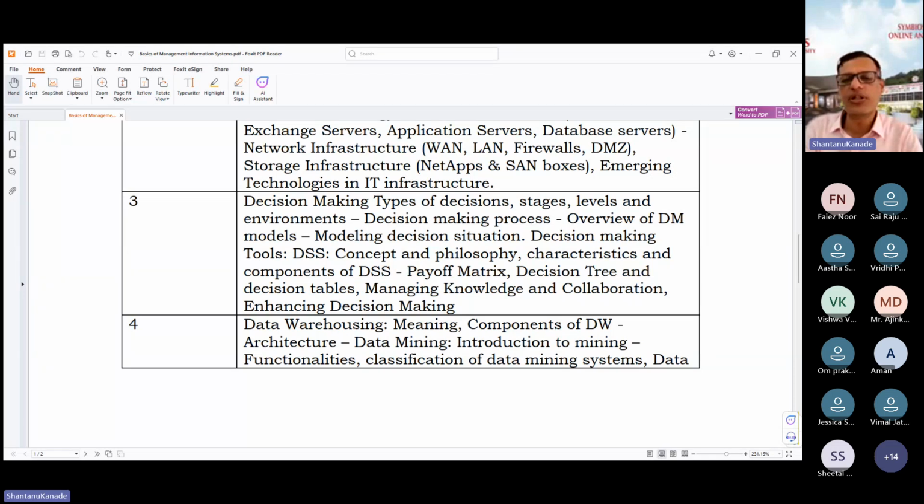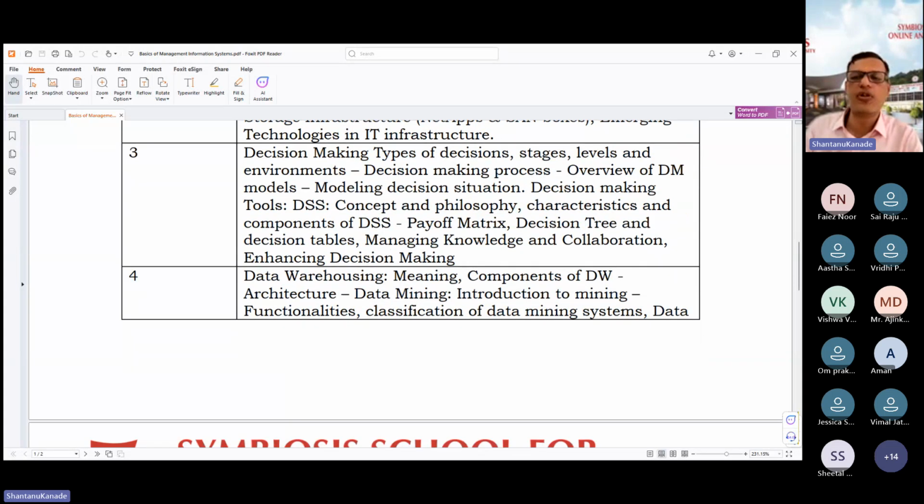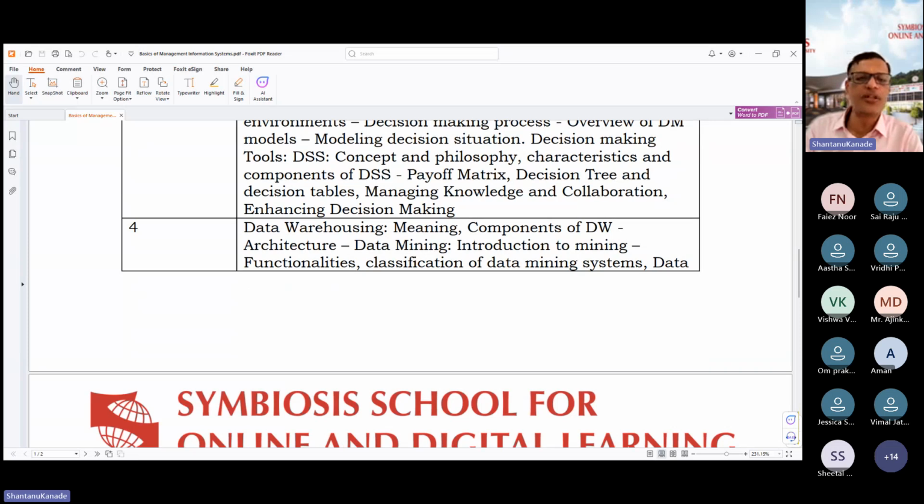Then we are going to see what is knowledge and how knowledge management is done and collaboration is done, and how enhanced decision making can be done with the help of managing knowledge and collaborations. Fourth module again deals with your IT infrastructure and components related to information technology, where you're going to look after data warehousing. What is the meaning of data warehousing?